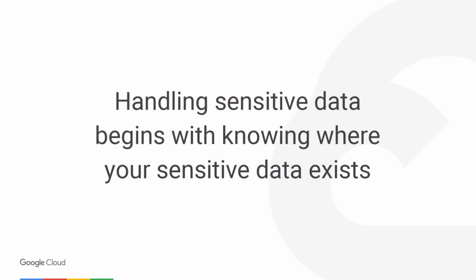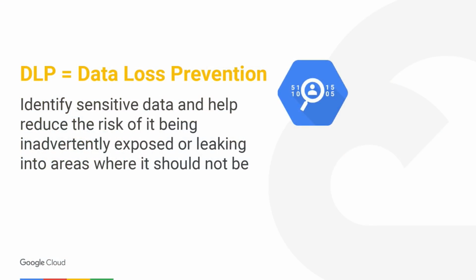And next, we're going to focus on some tools to help you really focus in on the sensitive data and understanding that. And the first step in handling sensitive data begins, again, with knowing where your sensitive data exists. So the following tools will help you do that. Many of our tools and products fall under the term data loss prevention. And really, what this means is helping to identify sensitive data and helping to reduce the risk of it being inadvertently exposed or leaking into areas where it should not be. So for us, this is a suite of tools, and we're going to cover a few of those right now.